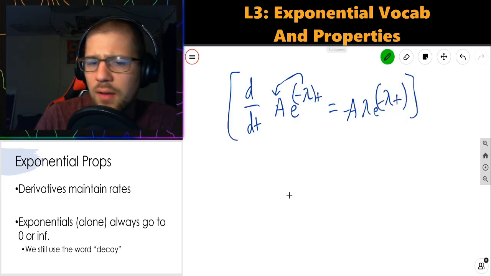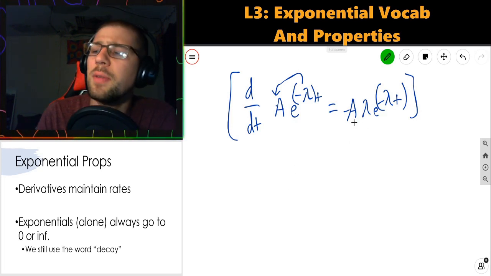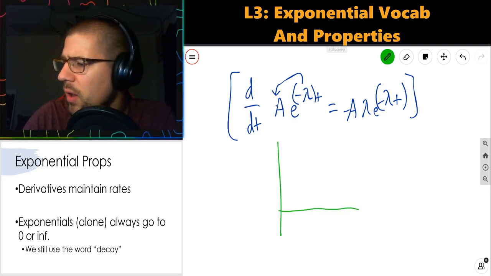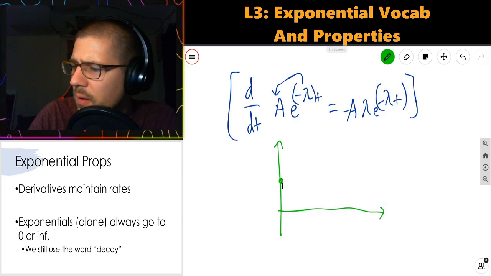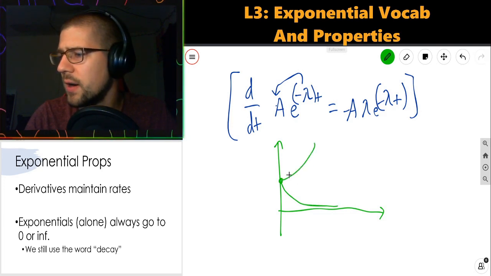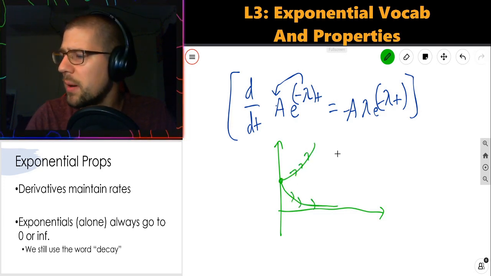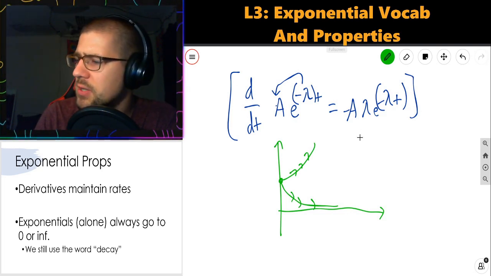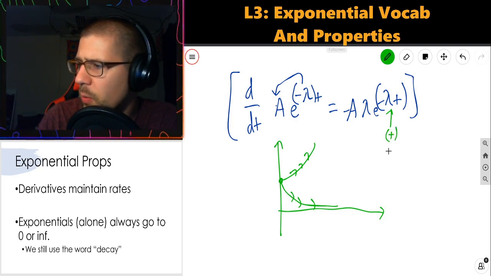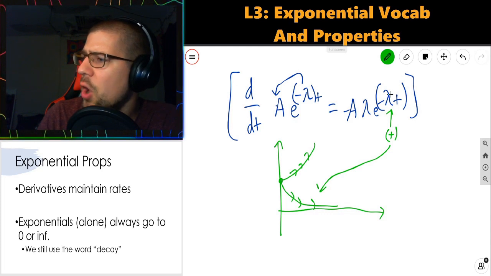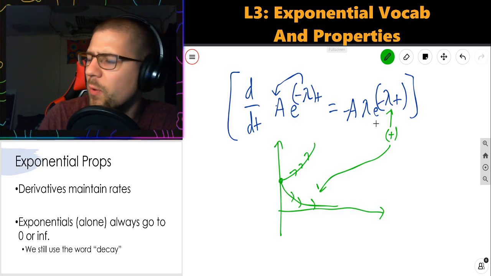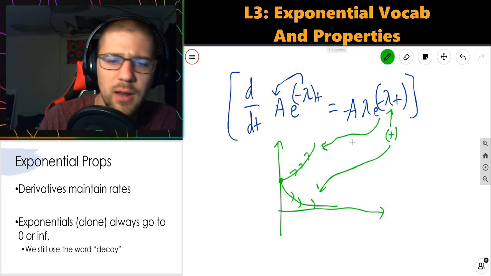Another thing I want to mention is that an exponential alone always goes to either 0 or infinity. I mentioned this briefly in the last video. But an exponential alone, if there's no additive constant in front, will either decay to 0 or go off to infinity, depending on if lambda is negative or positive. Here we're choosing lambda always to be a positive number, so we always get decays. If we had lambda negative, the two negatives would cancel, and we would get exponential growth.